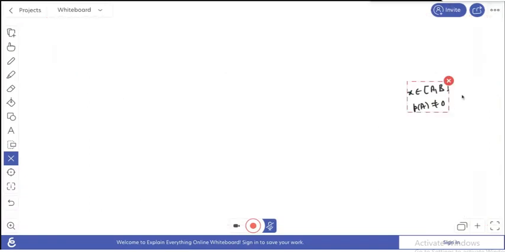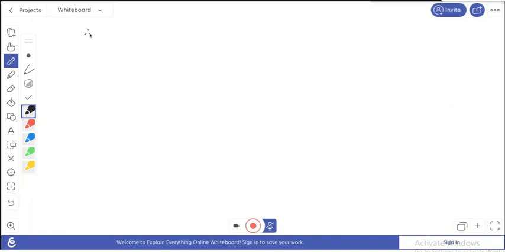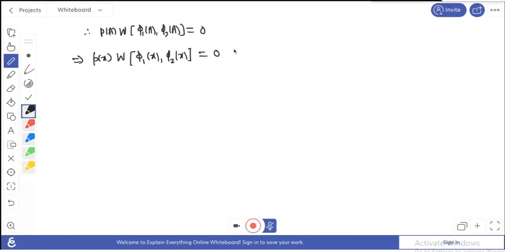In the next page we can write p(a) times the Wronskian of phi 1(a), phi 2(a) is equal to 0. So this implies p(x) times the Wronskian of phi 1(x), phi 2(x) equals 0 for all x belonging to [a, b]. So in a general point, this condition is satisfied.